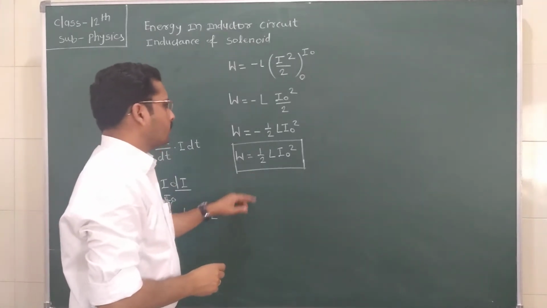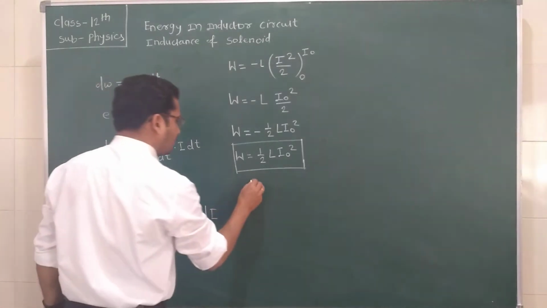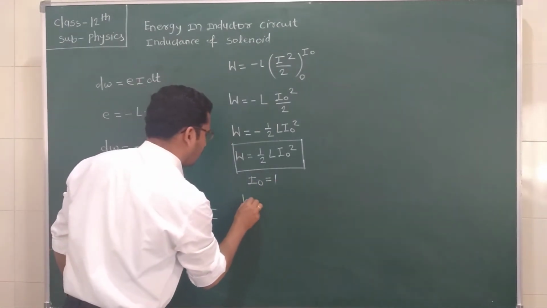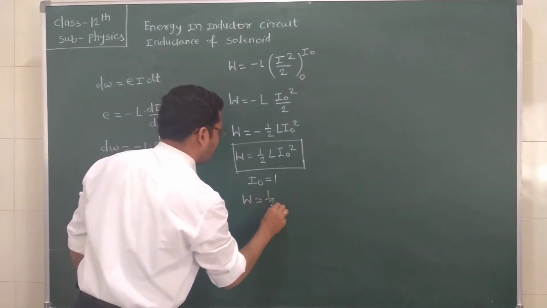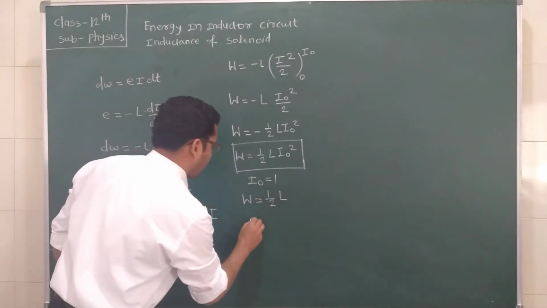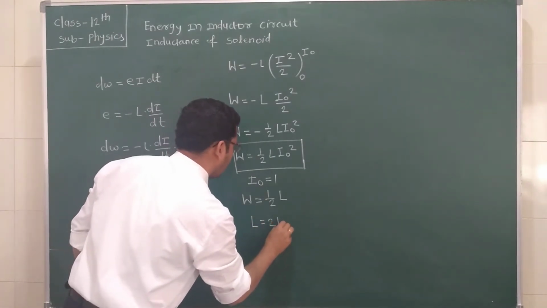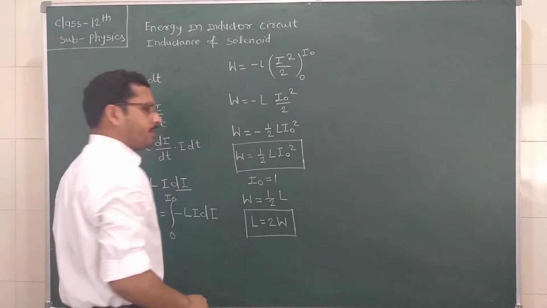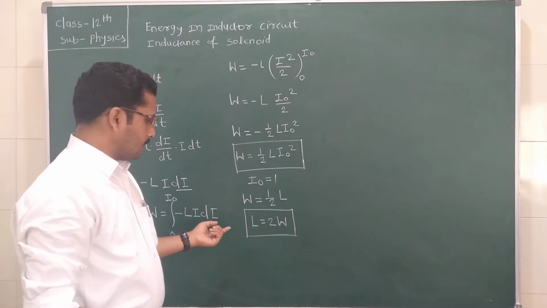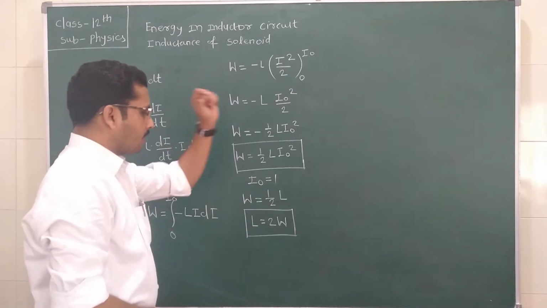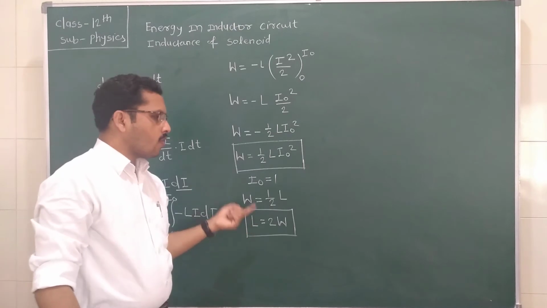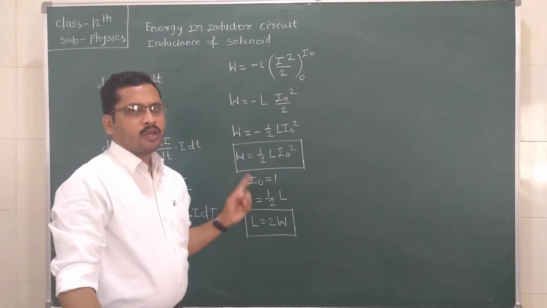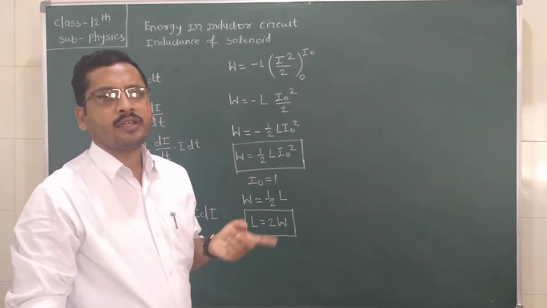Now suppose we keep the value I0 equal to 1. Therefore, we can write the work done W equal to 1 by 2 into L, or L is equal to twice W. What does this equation represent? This equation represents that the inductance of an inductor is numerically equal to twice the work done to maintain the current in the inductor circuit.